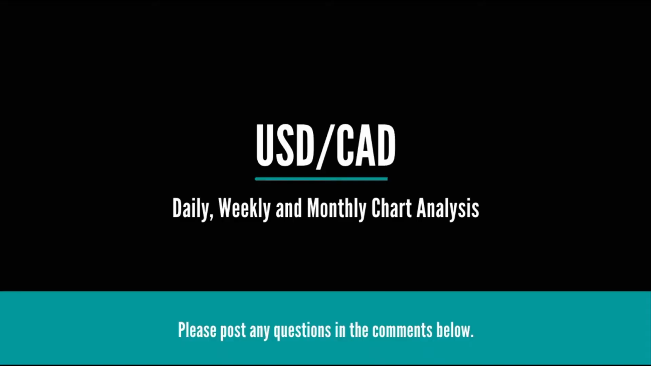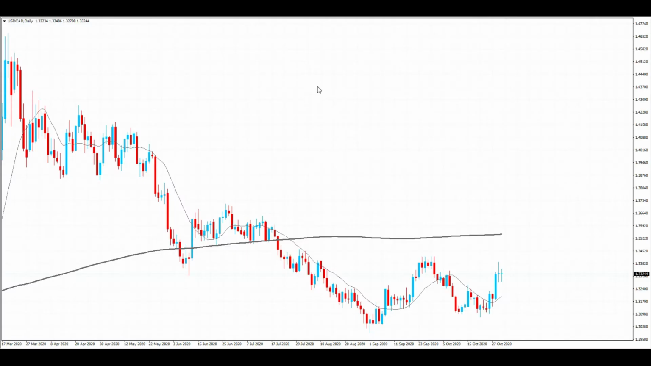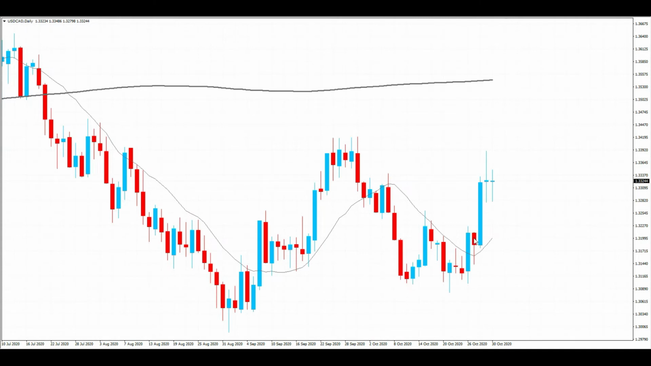Okay, let's see what's happening with USD CAD. Okay, so for USD CAD on the daily chart, you can see I had a nice push to the upside this week, with one big candle there, a big push to the upside with that day. I think that was Wednesday.